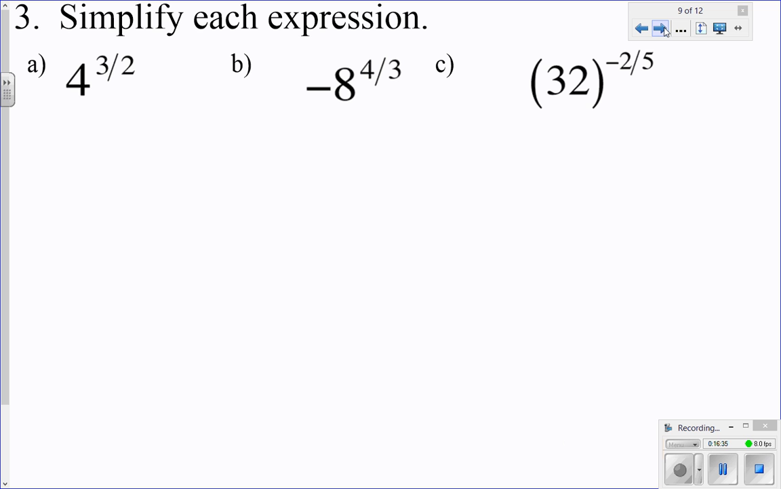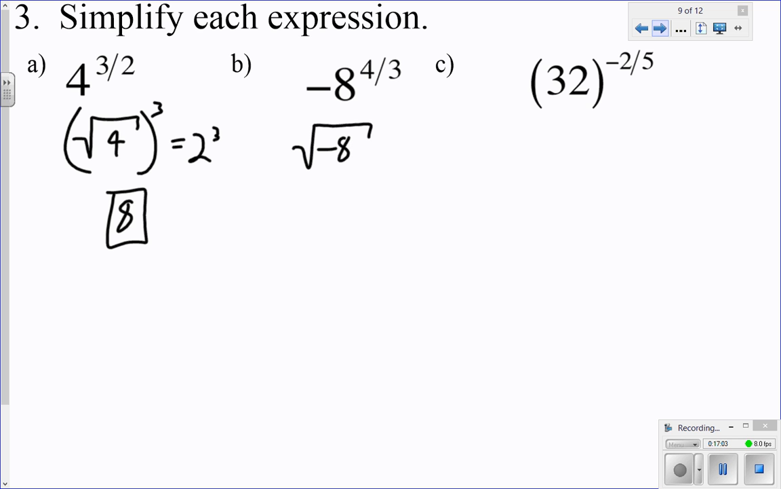Let's look at some other simplifications here. 4 to the 3/2. We can think of this as the square root of 4, to the 3rd power. Well, that's 2 to the 3rd, which is equal to 8. Okay, so do the similar thing. Always try and do your roots first. So -8, cube root, and then to the 4th power. The cube root of -8 is -2, to the 4th power. -2 to the 4th power is going to be 16.